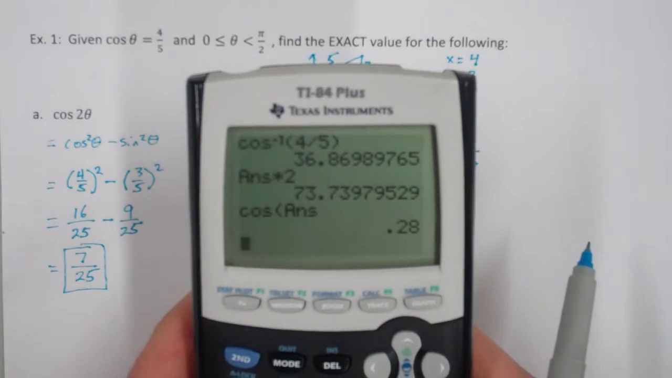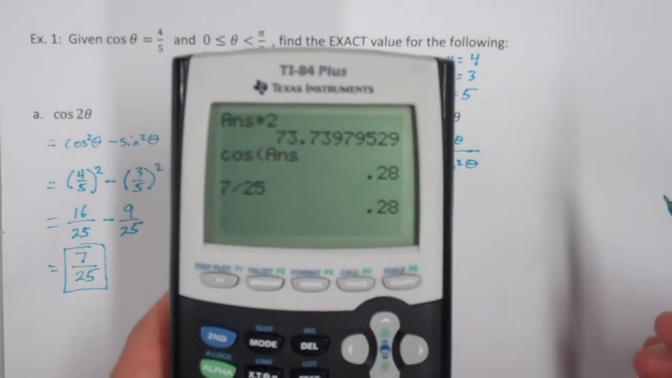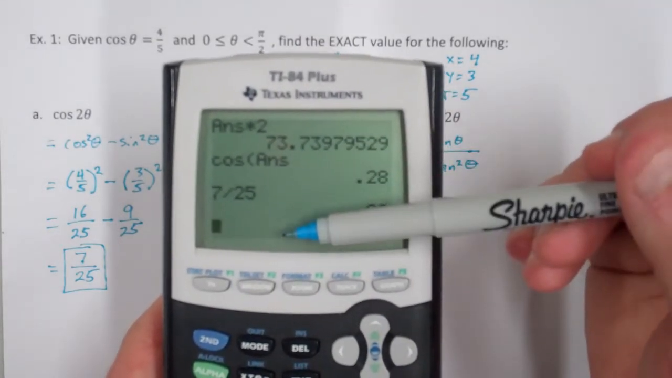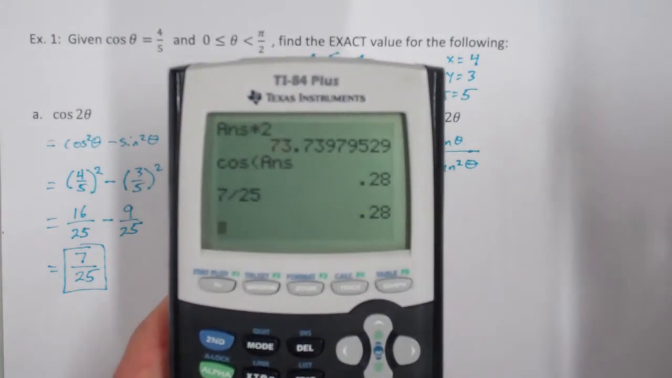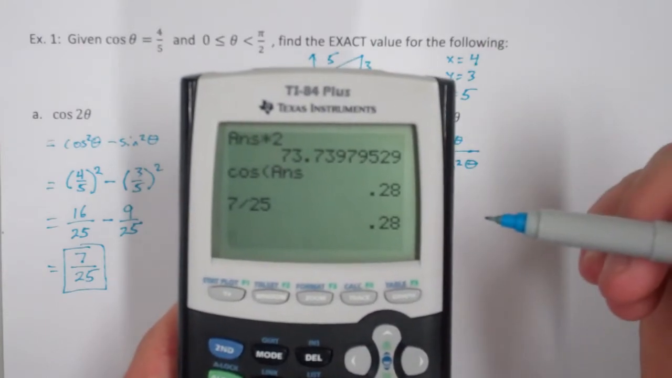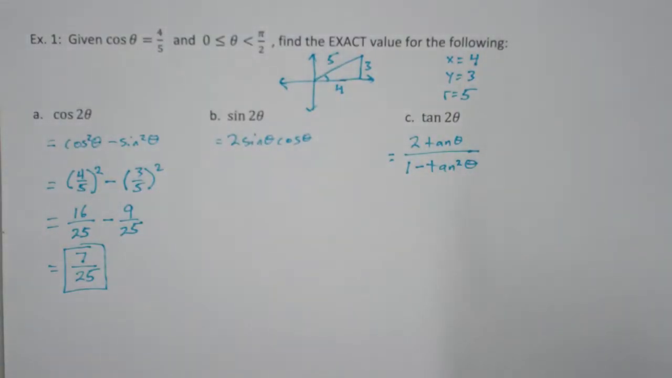So it should be 0.28. If we do 7 divided by 25, we also get 0.28. So it's interesting that you could do this one in your calculator, but if you have any radicals in there, any radical of a non-perfect square, your calculator is going to only give you an approximation. So this one worked out, but you definitely want to know how to go through these different steps.